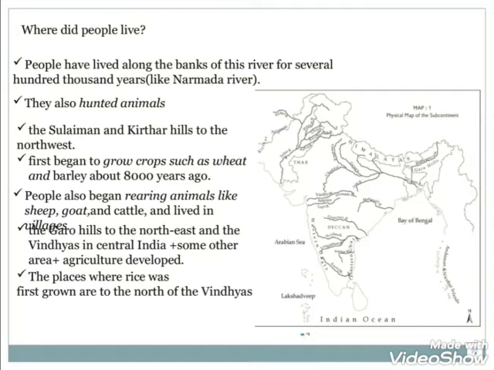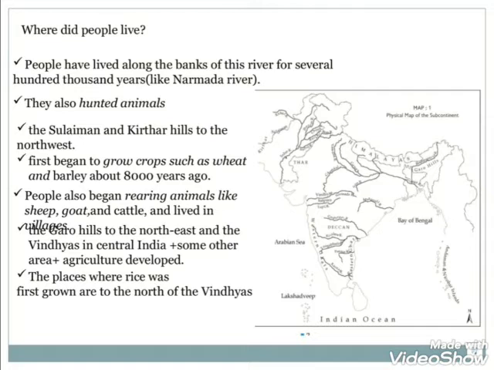Now you find the Sulaiman and Kirthar hills to the northwest. Some of the areas where women and men first began to grow crops such as wheat and barley about 8,000 years ago are located here. People also began rearing animals like sheep, goat, and cattle, and lived in villages. Look at the Garo hills to the northeast and the Vindhyas in central India. There were some other areas where agriculture developed. The place where rice was first grown is to the north of the Vindhyas.